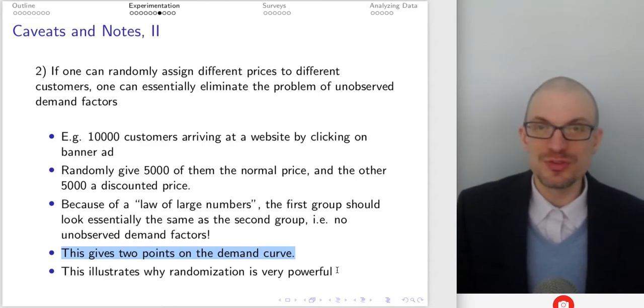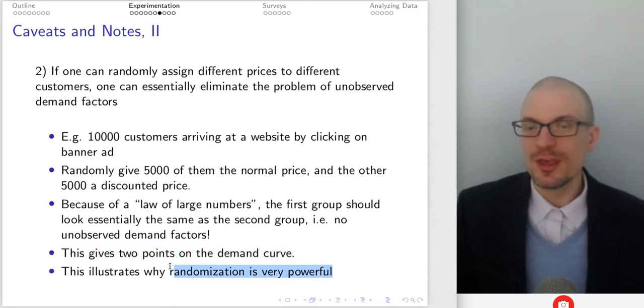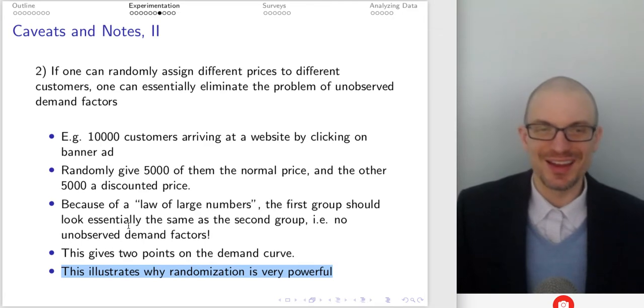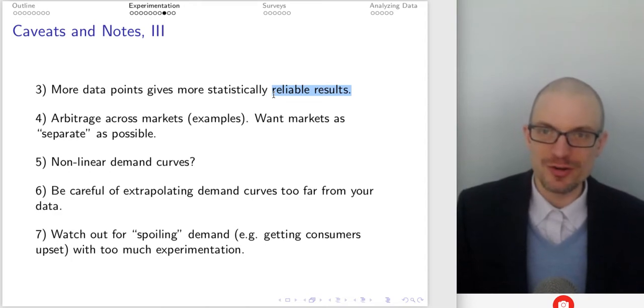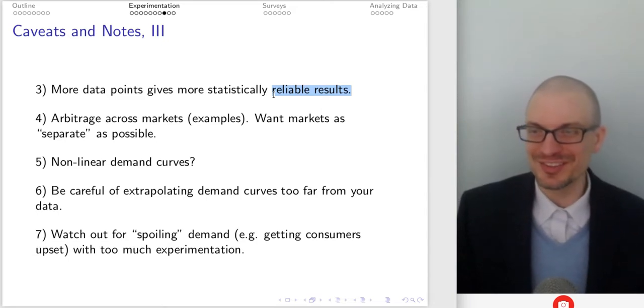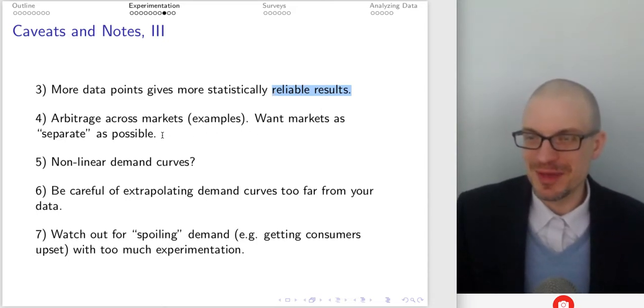We can draw a line through those points, and we're a lot more confident in those 2 points in that line than we would just from our simple experiment. So obviously, more data points are going to give us more statistically reliable results. I mean, with more data, we're going to get smaller standard errors. If you've taken the econometrics class, you know what that means. If you haven't, you should take it. The econometrics class is one of the most important classes you take in the econ major.